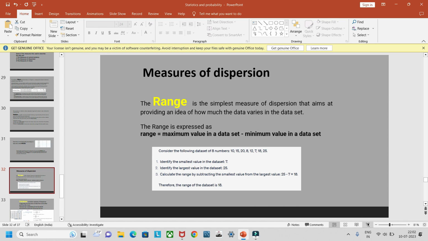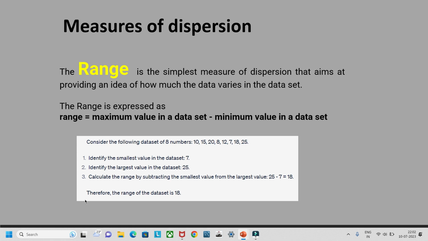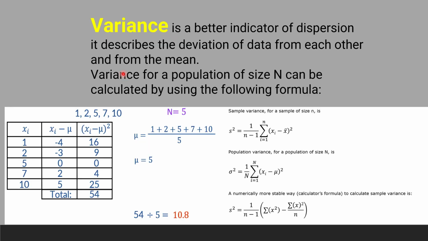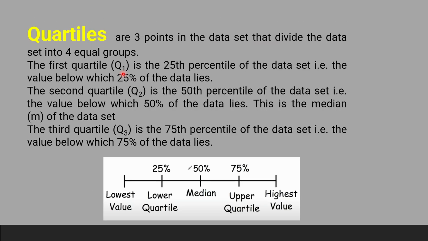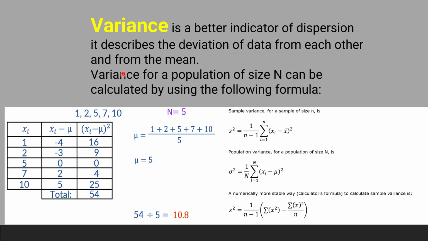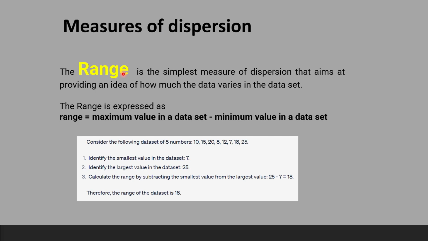Okay, so some concepts of it and then we'll conclude. So measure of dispersion. There are a few things in measure of dispersion like range, then variance, standard deviation, quartiles, and lastly the interquartile range. Okay, so we'll study these concepts one by one and then we will conclude the lecture.